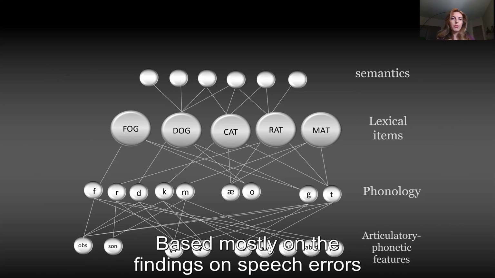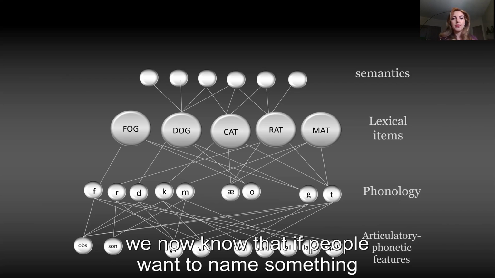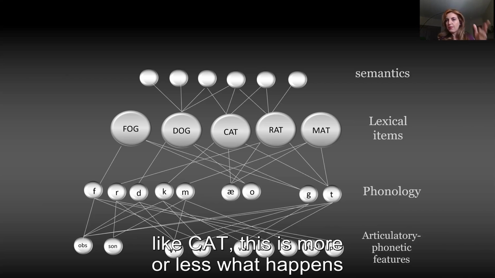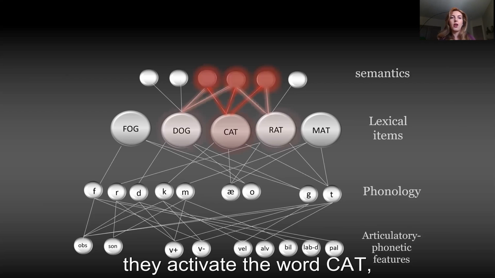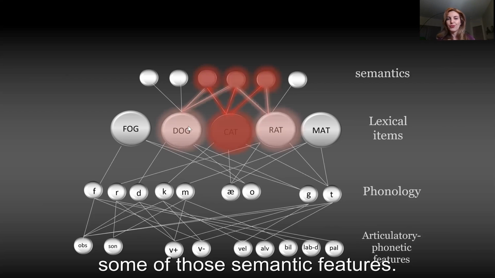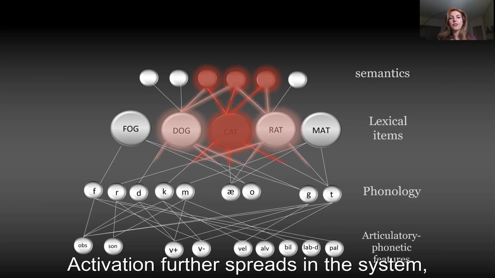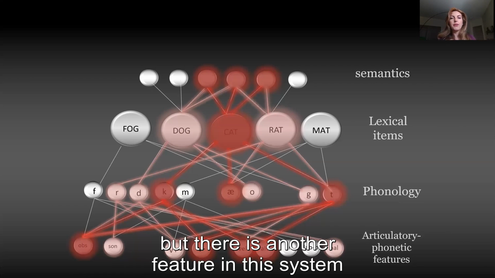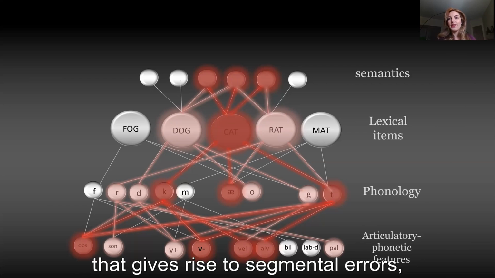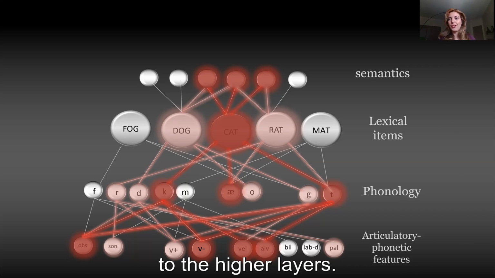Based mostly on the findings on speech errors and the similarity between the error and the target, we now know that if people want to name something like cat, this is more or less what happens in their production system. Semantic features of cat get activated, they activate the word cat along with other words that share some of those semantic features. So that's how you get a semantic error like dog. Activation further spreads in the system, activates phonology, later on articulatory phonetic features. But there is another feature in this system that gives rise to segmental errors, and that's feedback from the lower layers to the higher layers.